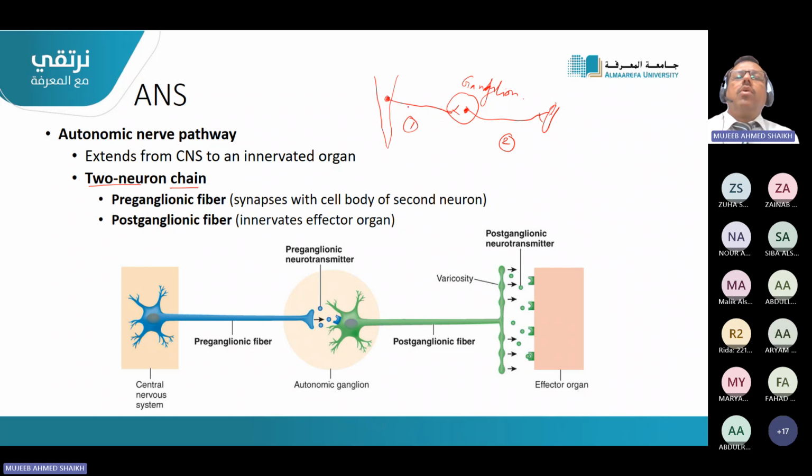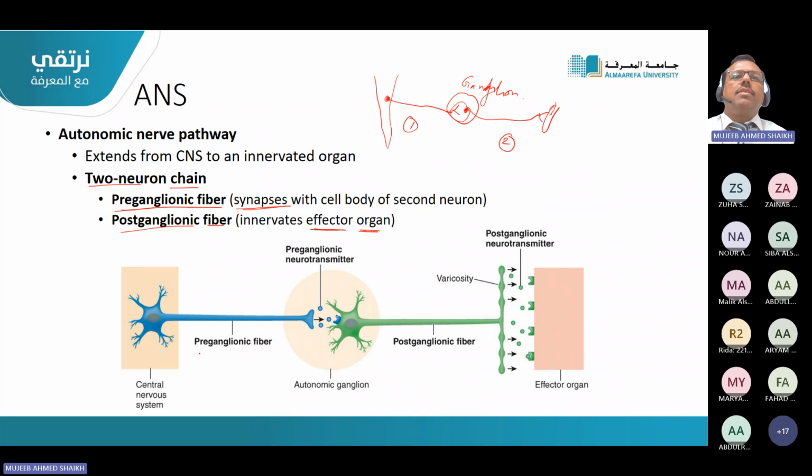The neuron which is before the ganglion, we call the preganglionic neuron or preganglionic fibers. The neuron which is coming out of the ganglion is called the postganglionic fiber or postganglionic neuron, which will innervate the effector organ. In the ganglion, the connection between one neuron and another neuron is the synapse. This is a ganglion where a synapse is forming. And when there is a synapse formation, there must be some secretion of neurotransmitter.